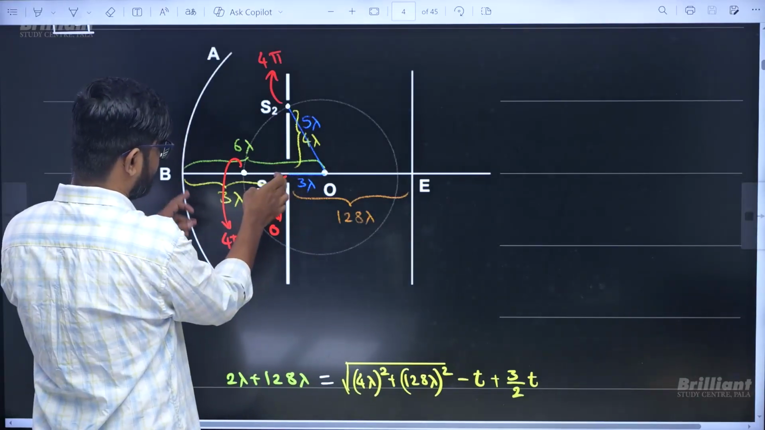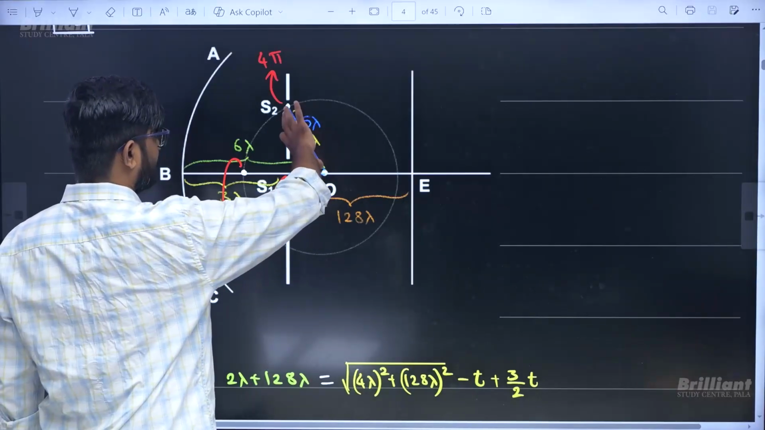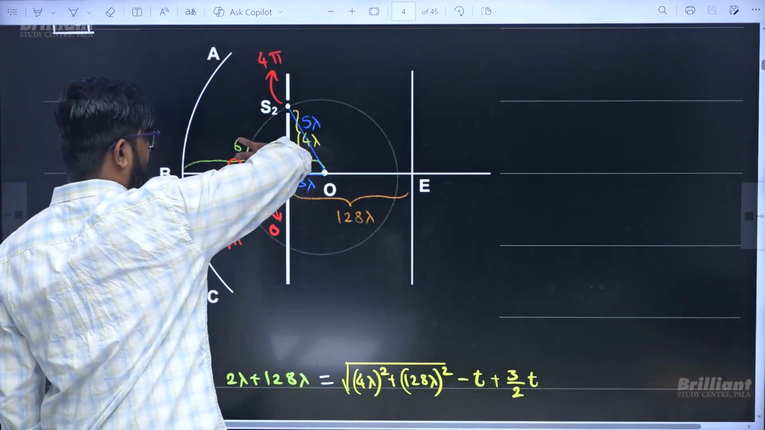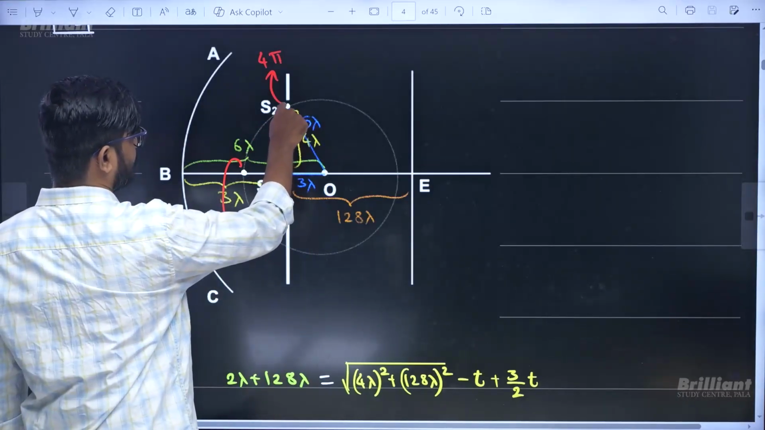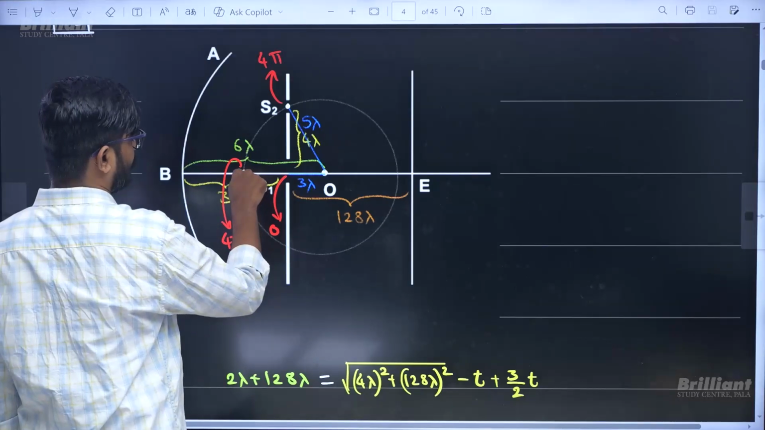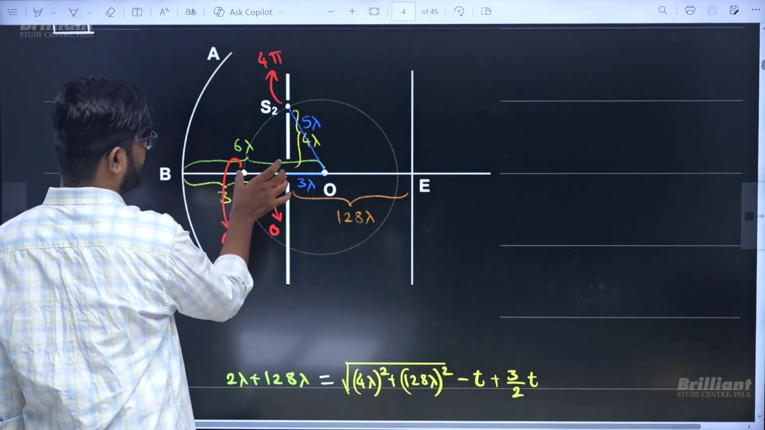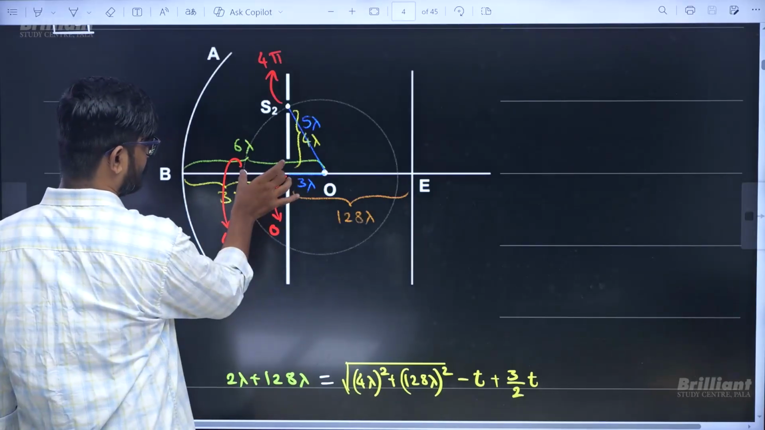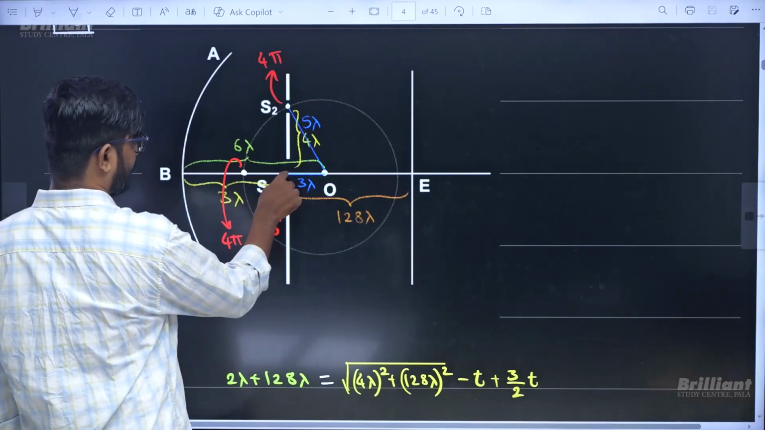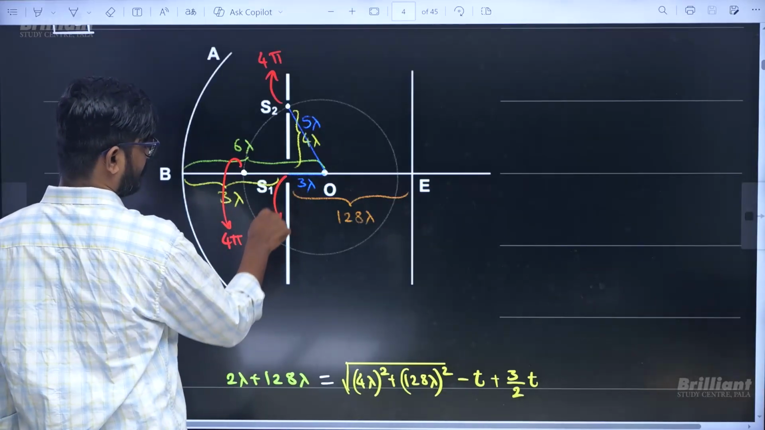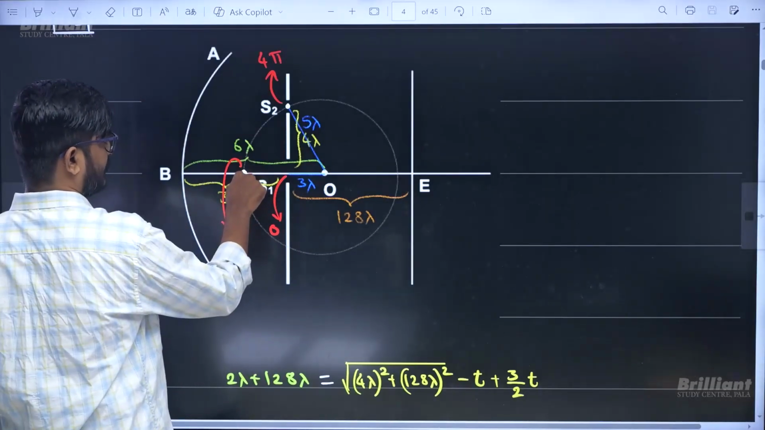Now given distances, this is 3 lambda, this total is 6 lambda, so this will be 3 lambda. If this is 3 lambda and this is 4 lambda, this is 5 lambda. So 5 lambda here and 5 lambda here, they will be in the same phase. Whatever happens here will happen here in future. So this is leading over this by a path difference of 2 lambda. If I take this as my reference phase, this phase will be ahead by 2 lambda, which is 4 pi. So if this is ahead, then this is also ahead.